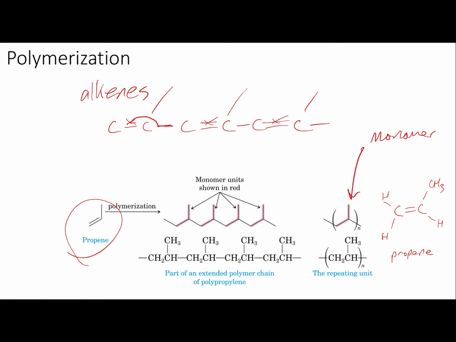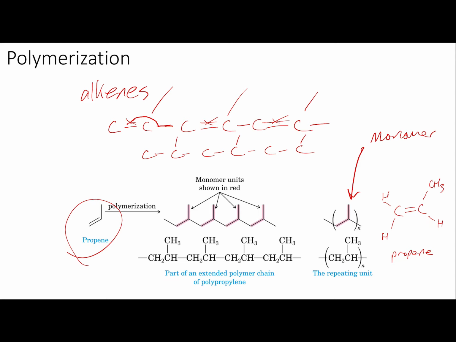Double bond goes away, single bond. And we end up with just a straight chain of regular repeating units. So every second carbon is going to have a methyl sticking up off of it. That's what polymers do. And there's so many different monomers out there that we can link together.